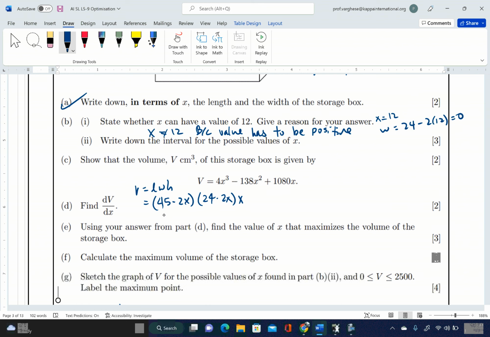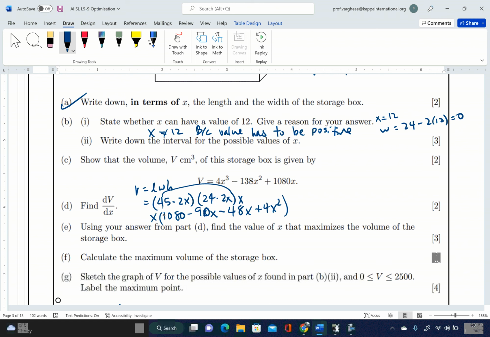So I'm going to take this and distribute this. So 45 times 24 is going to give me 1080. 45 times negative 2x is negative 90x. And then negative 2x times 24 is going to give me negative 48x. And negative 2x times negative 2x is going to give me positive 4x squared. I'm going to have to still multiply this by x.